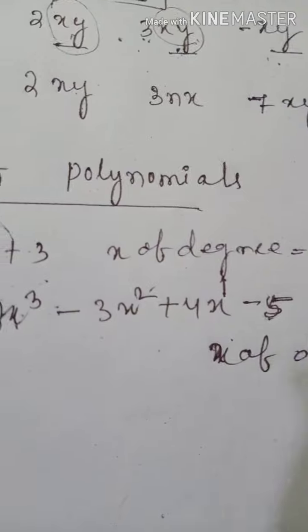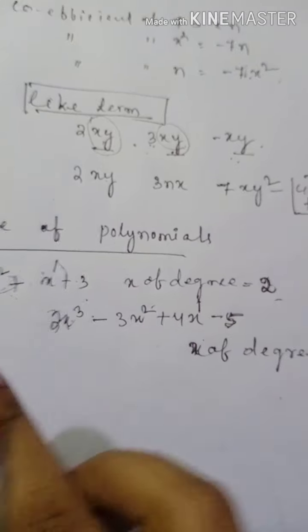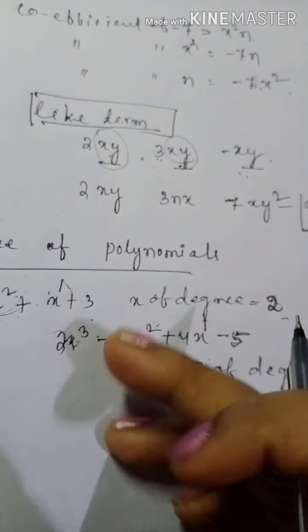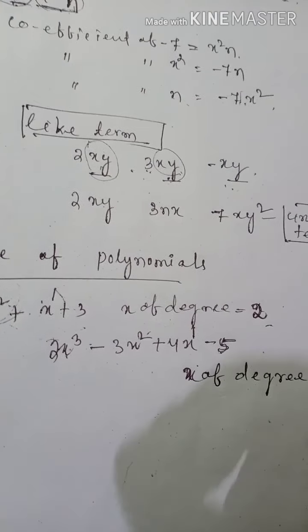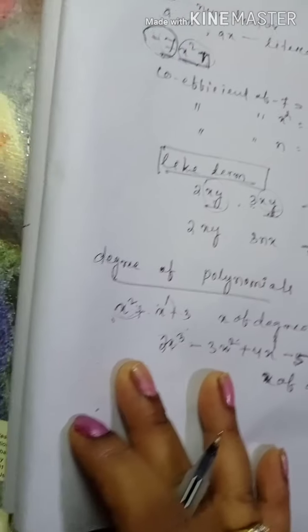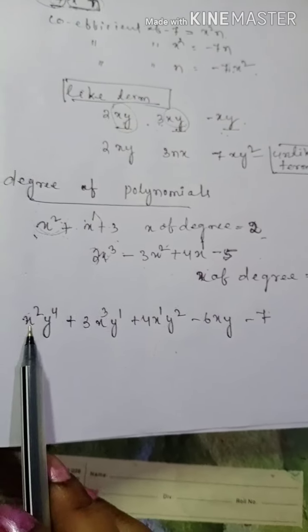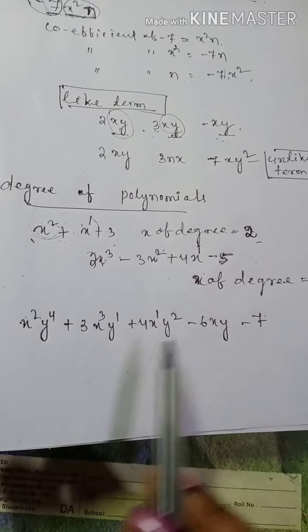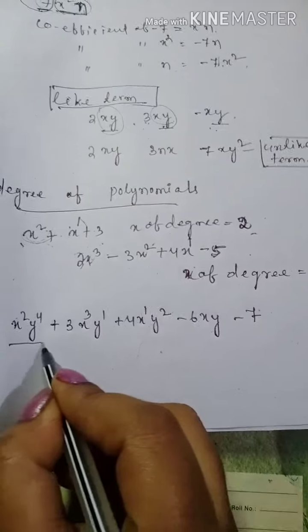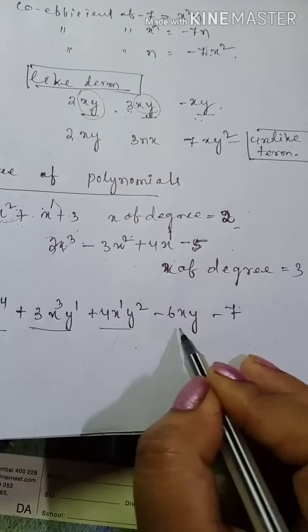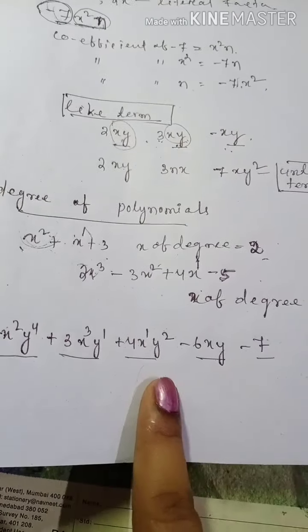Then the next question: the degree of a polynomial in 2 or more variables. The earlier one was the same type of variable. But how can you find out the degree of a polynomial in 2 or more variables? Suppose this is the question. This is an algebraic expression in which 5 terms are there: first term, second term, third term, fourth term and fifth term. As it has 5 terms, it is a polynomial.